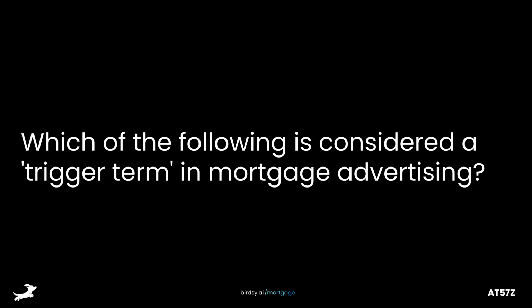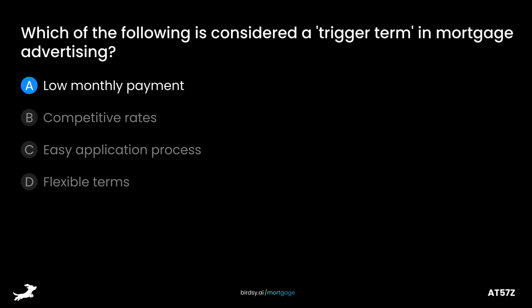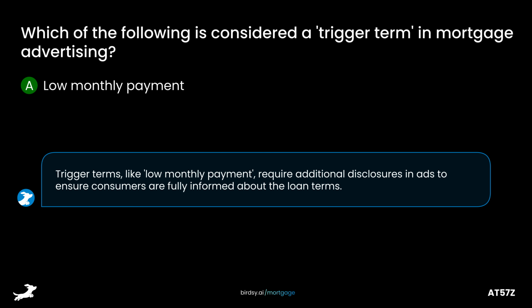Which of the following is considered a trigger term in mortgage advertising? Is it A, low monthly payment, B, competitive rates, C, easy application process, or D, flexible terms? The answer is A, low monthly payment. Trigger terms like low monthly payment require additional disclosures in ads to ensure consumers are fully informed about the loan terms.